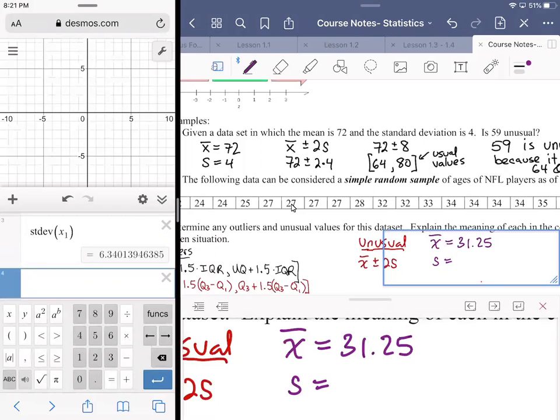And so I'm going to round this one to, well, normally I'd say 3 decimal places, but if I go 3 decimal places, I'm going to have 0.340. So I'm just going to say 6.34.